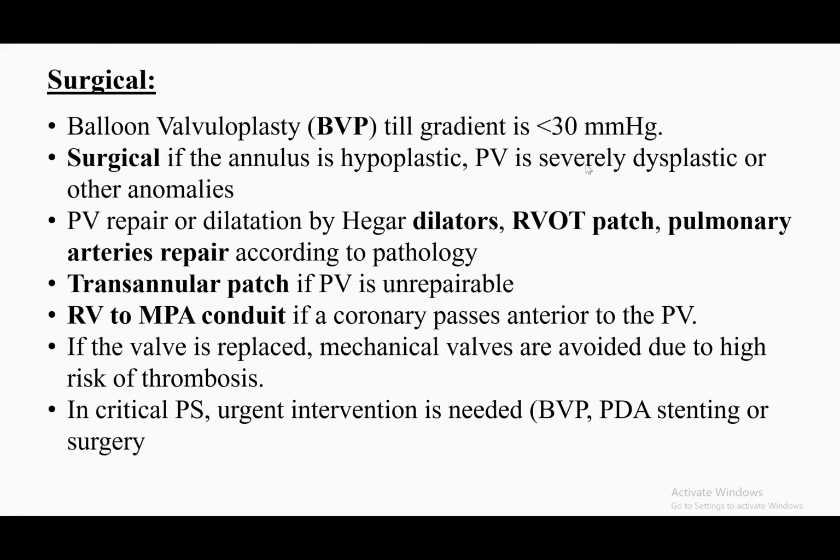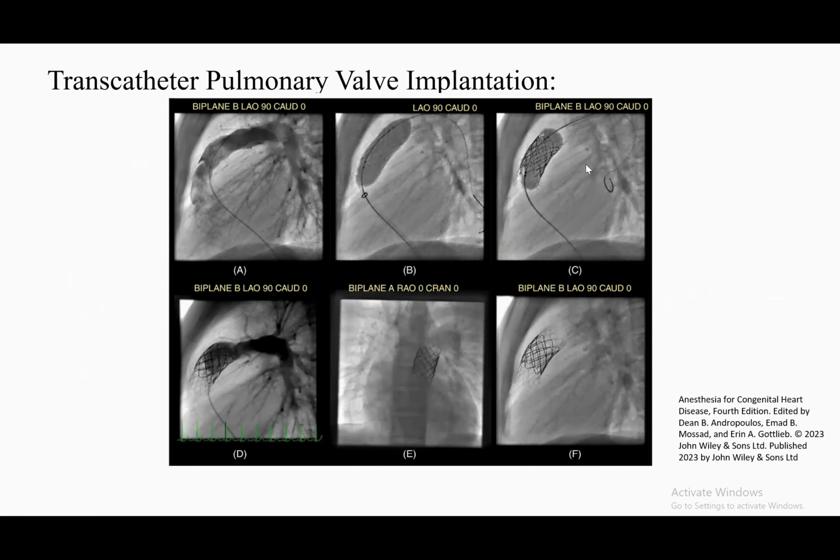If the valve is replaced, mechanical valves are avoided due to high risk of thrombosis. In critical PS, urgent intervention is needed, like balloon pulmonary valvuloplasty, PDA stenting, or surgery: either repair of the pulmonary valve in the neonatal period or early in infancy, or an MBT shunt.